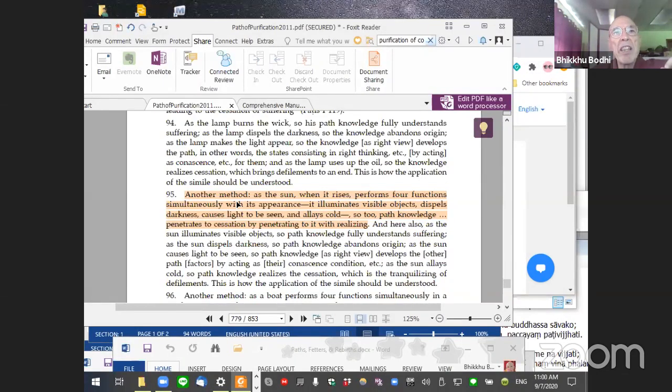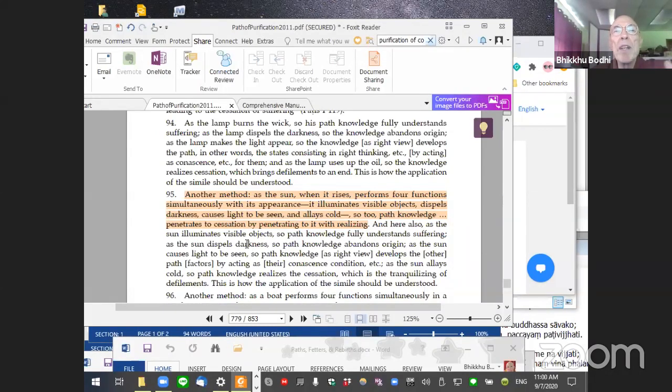Okay, then another simile given is that of the sun. When it arises, it performs four functions simultaneously. That is, it illuminates visible objects, it dispels darkness, it causes light to be seen, and it removes the cold that gives warmth. And so in this way, the path consciousness or path knowledge performs four functions.